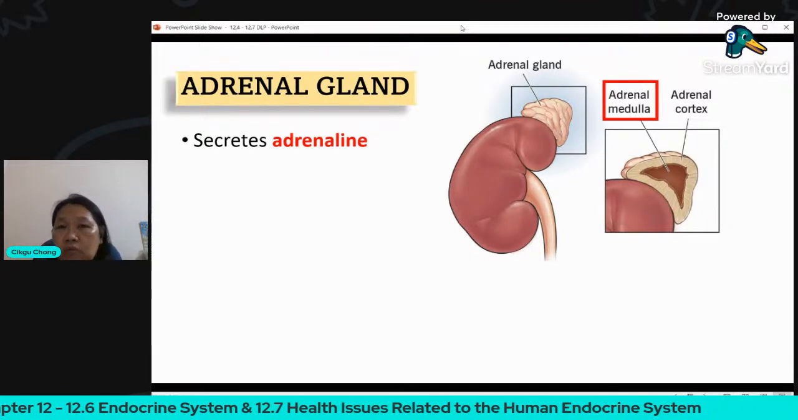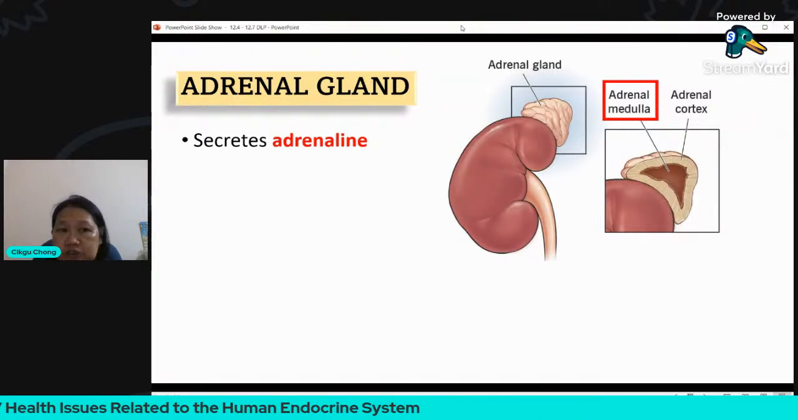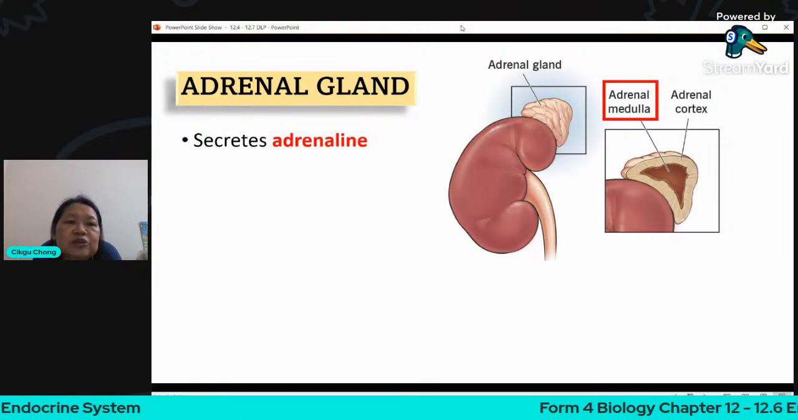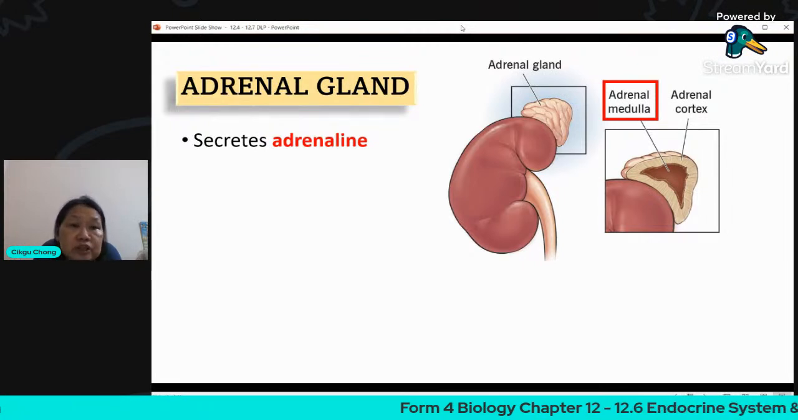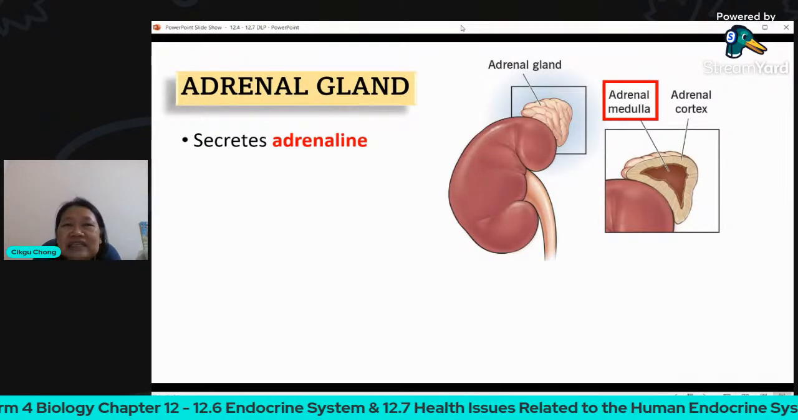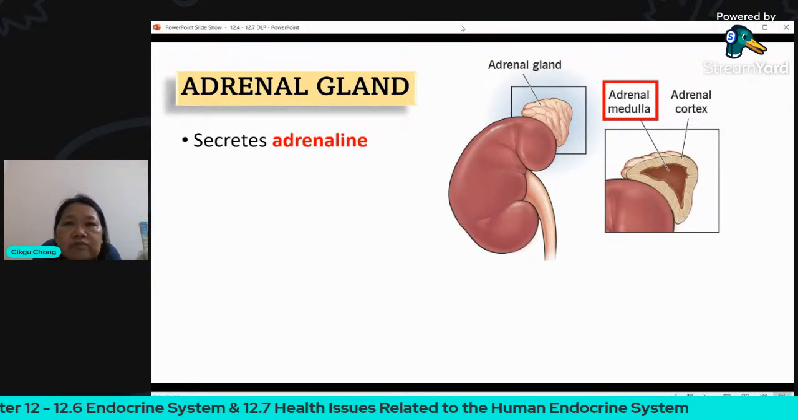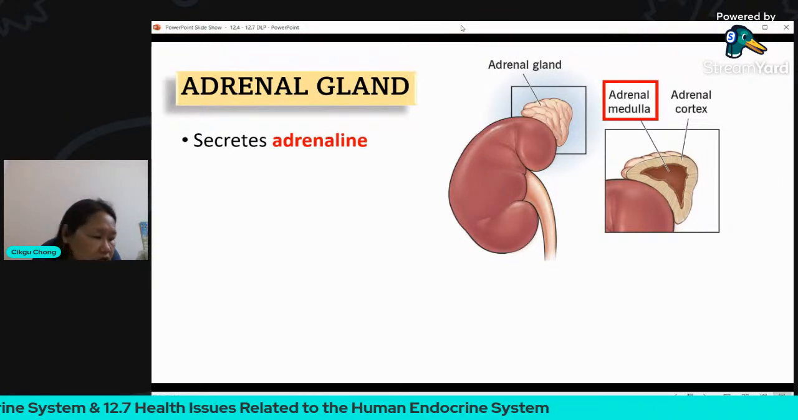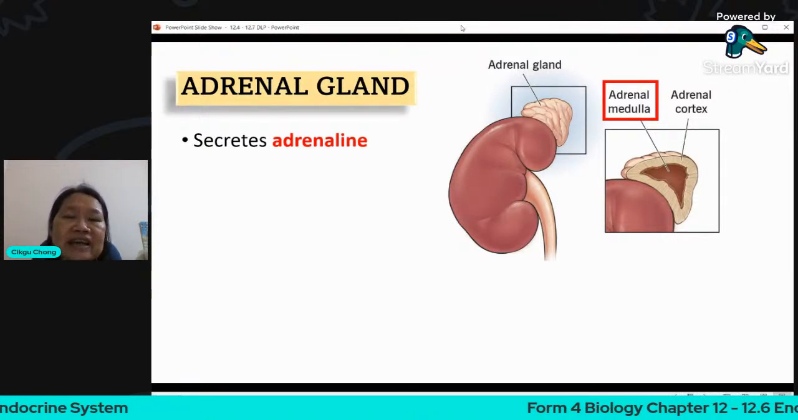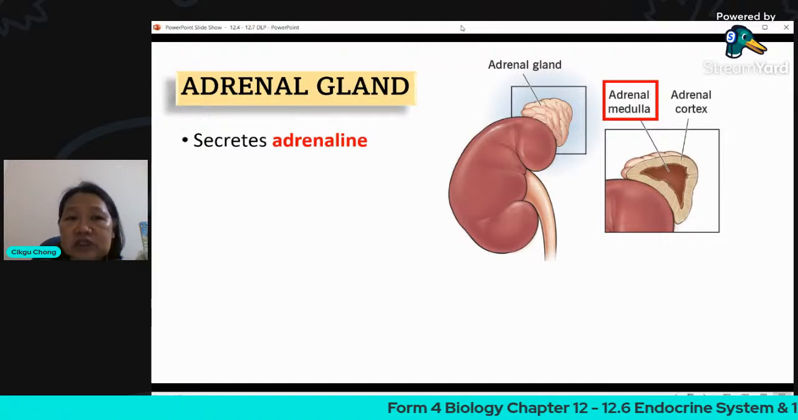So there are two hormones which are secreted. One is called adrenaline. Adrenaline is the hormone which increases your heart rate. This is the one you will produce a lot when you feel very anxious, when you feel very excited, when you are suddenly very fearful. You have an emergency situation, when you're being scared, something makes you scared and all that. It's like a fight or flight response.